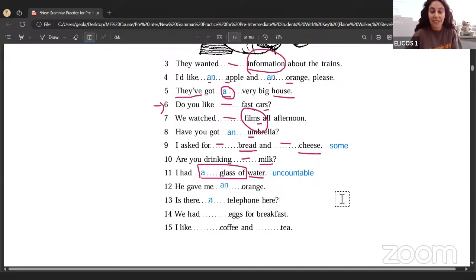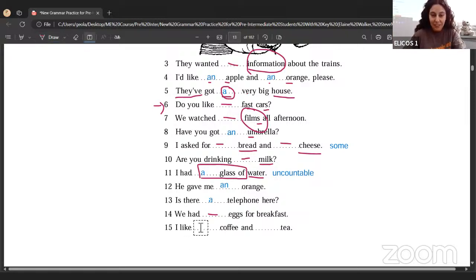Is there a telephone here? Yeah, it's just singular, countable. 14, we. We had eggs for breakfast. Yes, plural, we don't put a. So we had eggs for breakfast.